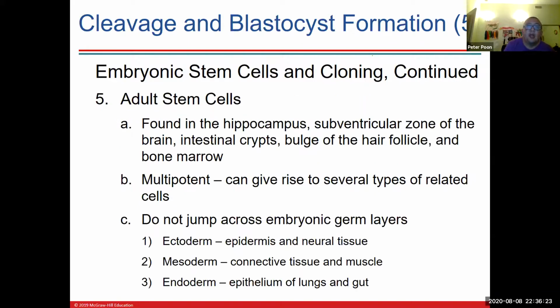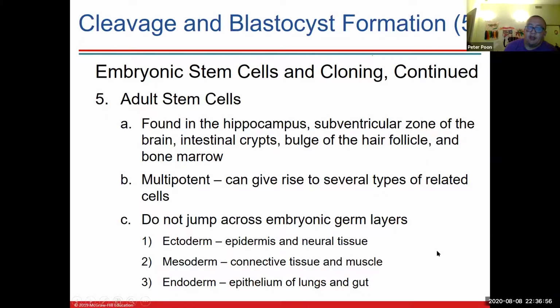Okay. Adult stem cells are found in these places. Some of them are multipotent, but they can't jump across embryonic germ layers. They can't really go too far away from what they are. It's really hard to get them to give rise to different types of cells.